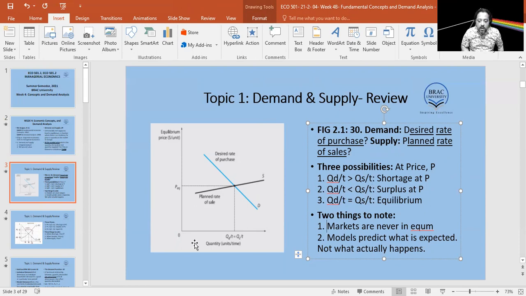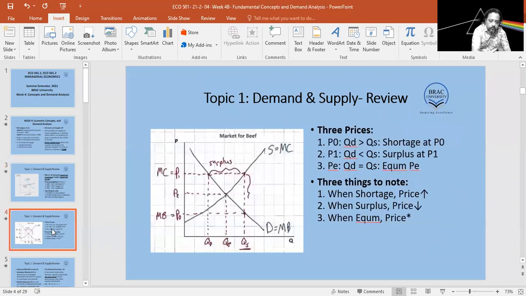Markets never are in equilibrium. You go to Karwan Bazar, to the fish market, there will always be some sellers who will say, I couldn't finish my stock today. There will always be some buyers who will say, oh, I couldn't buy fish at a good price today. What this model shows us is it predicts what is expected, not what actually happens. That's why this graph is a very good presentation by saying that demand is desired rate of purchase, supply is planned rate of sale.